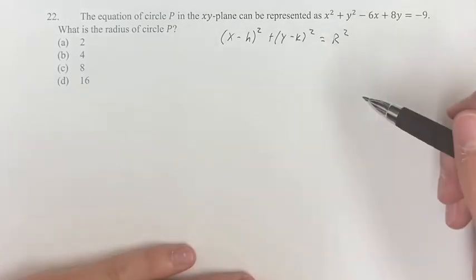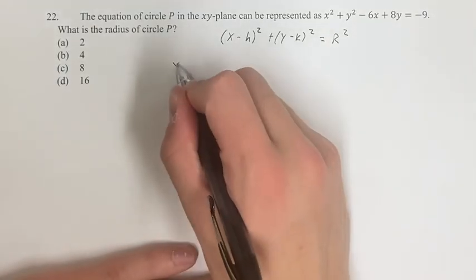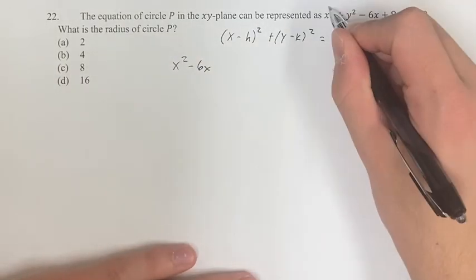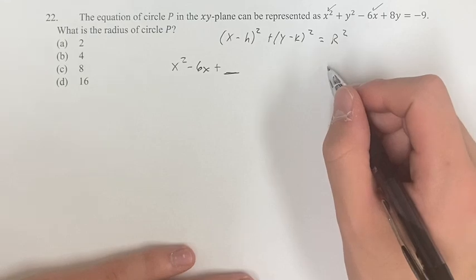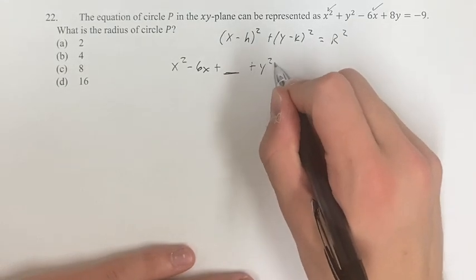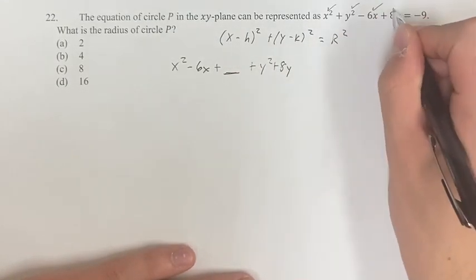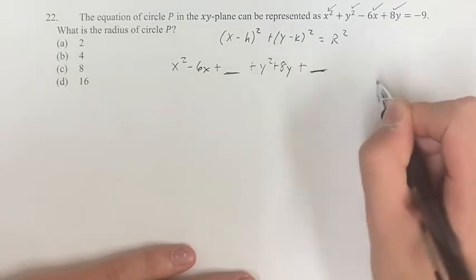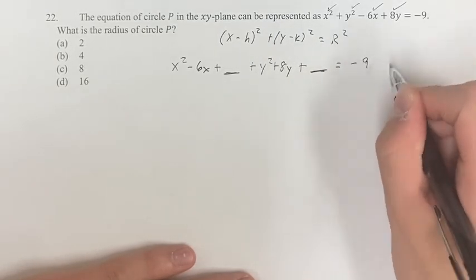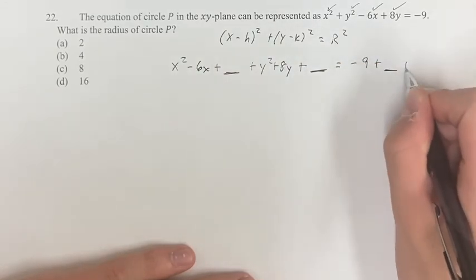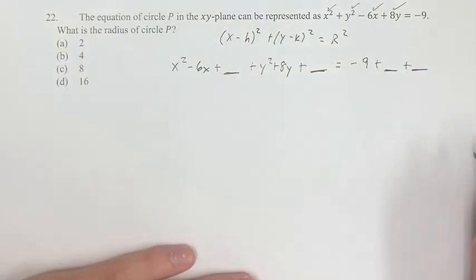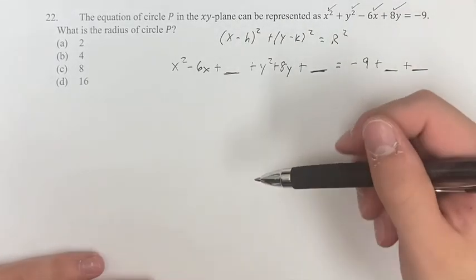So we have x squared minus 6x, and then this is going to be plus some number. Then we're going to have y squared plus 8y plus another number. And this is going to be equal to negative 9. And then we're going to be adding this number and this number to this side, so we have to add them to the other side too. And now we just have to find what the numbers are.